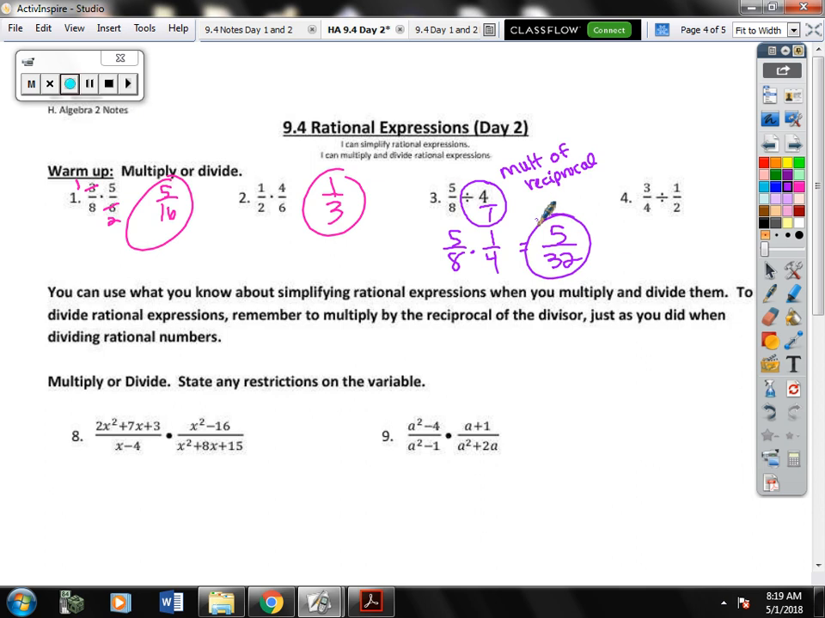And same thing with the last one, we would change this division of 1/2 to be multiplication of the reciprocal. You only take the reciprocal of the second fraction, not the first one. And then again, if you want, you could cross reduce this. 2/4 is really 1/2, and then we would get 3/2, or 1.5.